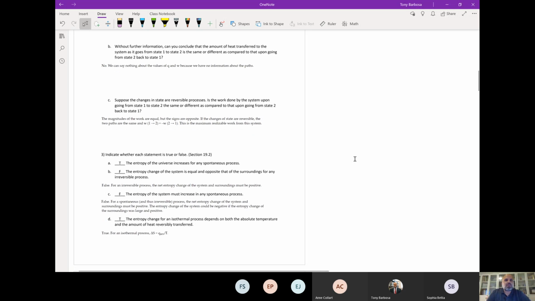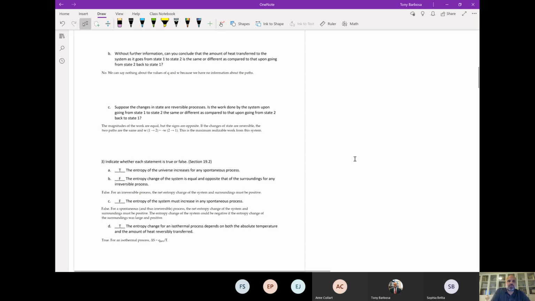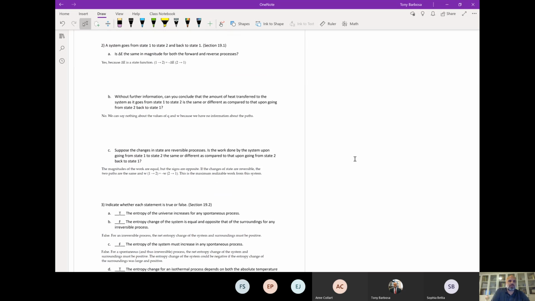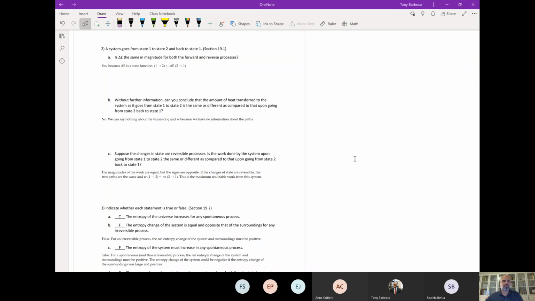Without further information, can you conclude that the amount of heat transferred to the system as it goes from state 1 to state 2 is the same or different as compared to that going from state 2 back to state 1? Okay, so the answer is no, because you don't have enough information. You don't have the Q and W. You don't know anything about the path.